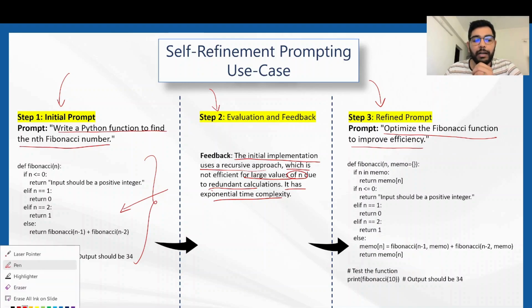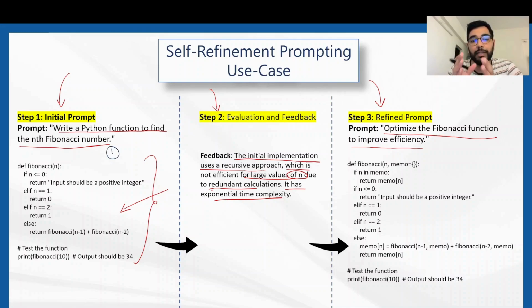Since the model gave us a right output in the first step, but the time efficiency of the output at the first step was lagging in the time complexity, because for large values of n, it would take a lot of time to calculate the nth Fibonacci number because it's using a recursive approach. We asked the model in the third step, that is the refined prompt, to optimize this particular output that it has given us in step 1 and improve its time efficiency. We got an output better than the first output in terms of improving its efficiency.